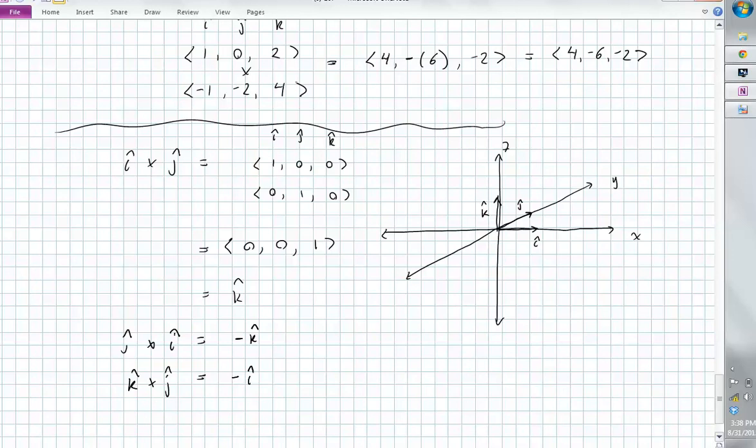And it doesn't just work with unit vectors, it works with any pair of vectors. You put your fingers along the first vector and your palm towards the second vector, and your thumb's going to point in the direction of the result. Doesn't give you the magnitude, but at least gives you the direction. That's the right-hand rule.